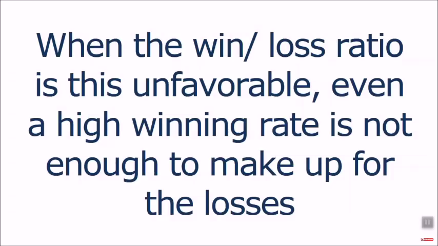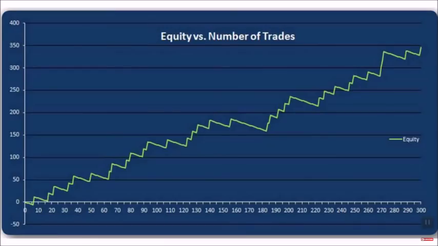When the win-loss ratio is this unfavorable, even a high winning rate is not enough to make up for the losses. And the stats associated with these types of systems make them losers in the long run. This one here shows a trade plan with only a 10% win rate, but unlike the first trade plan, the average trade win is much higher than the average trade loss, 18 to 1, resulting in a winning trade plan.